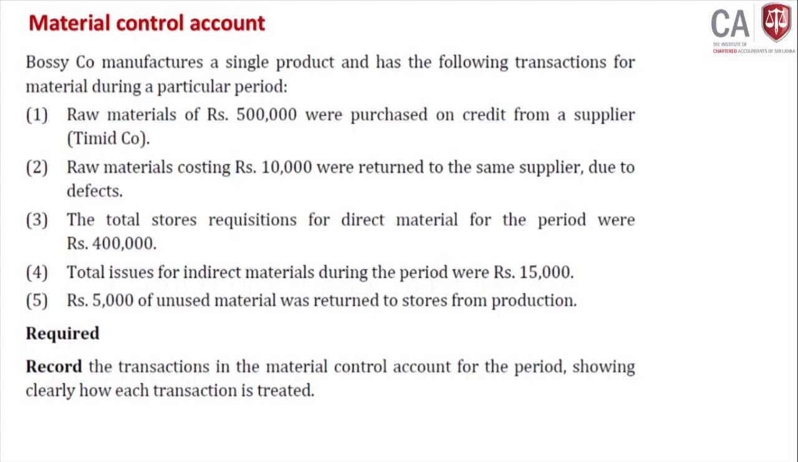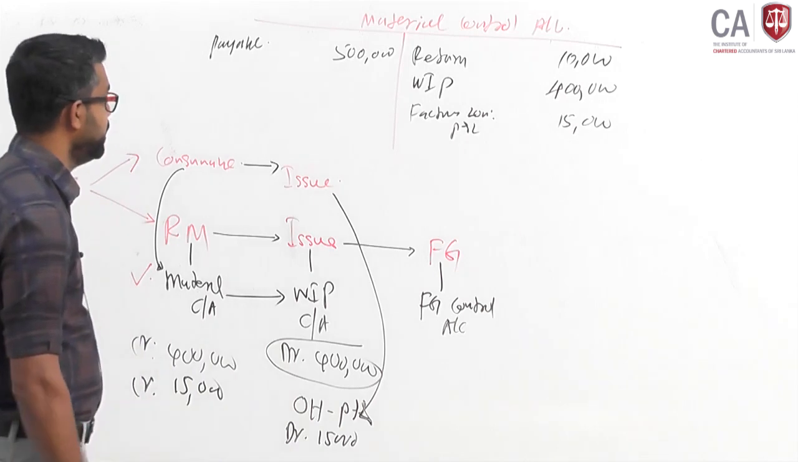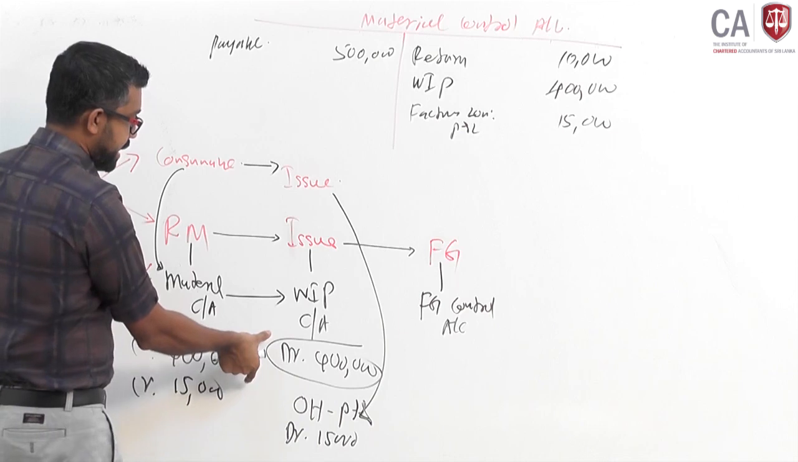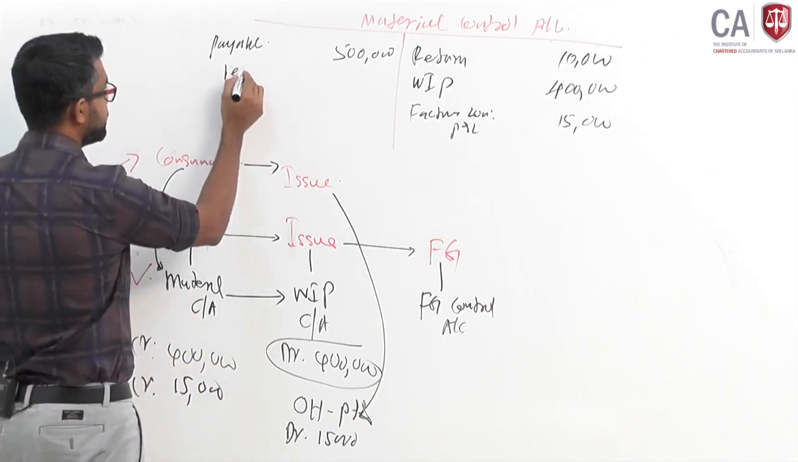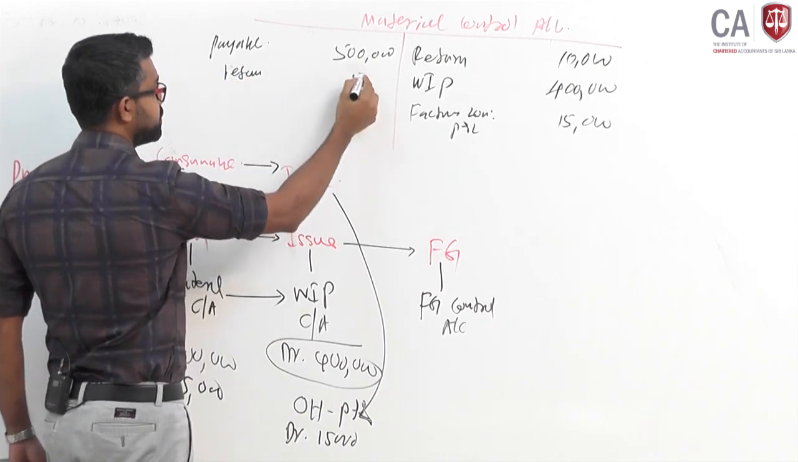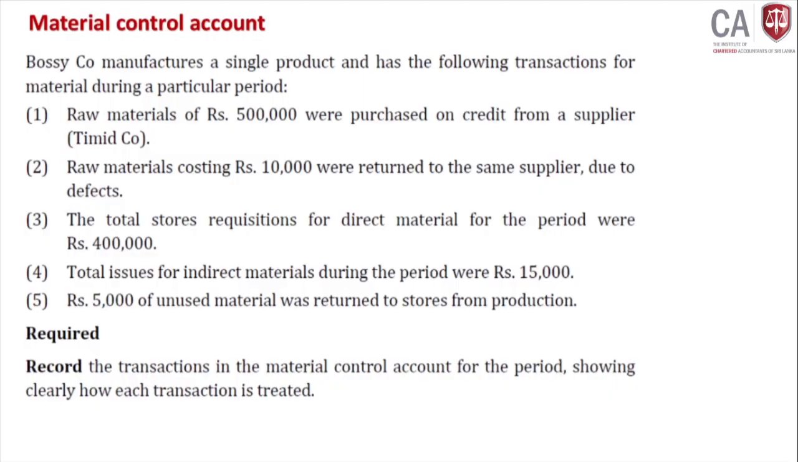Fifth one, total unused direct material was returned to stores from production. How much? 5,000. So out of this 400,000, they have returned 5,000 back to the warehouse. They can make only one entry: credit WIP account, debit material account, return 5,000, from production to store, right?